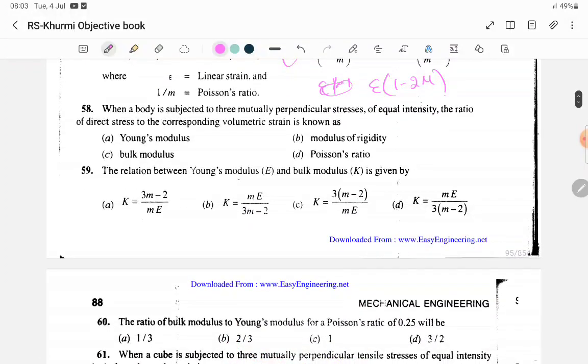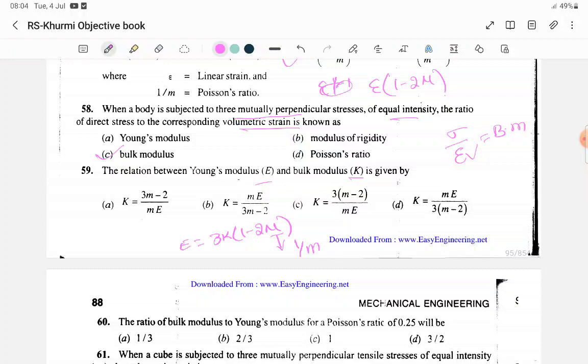A body is subjected to three mutually perpendicular stresses of equal intensity. The ratio of direct stress to corresponding volumetric strain is known as the bulk modulus. The relation between Young's modulus and bulk modulus is given by E equal to 3K into 1 minus 2 mu. Here they are considering mu as 1 by m, so you can substitute. In place of mu you write 1 by m, so 2 by m, and you cross multiply and you get K. So what do you get?